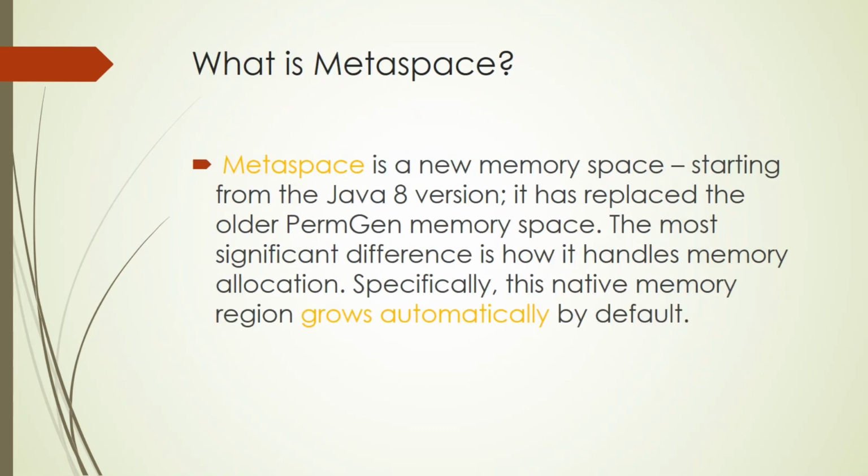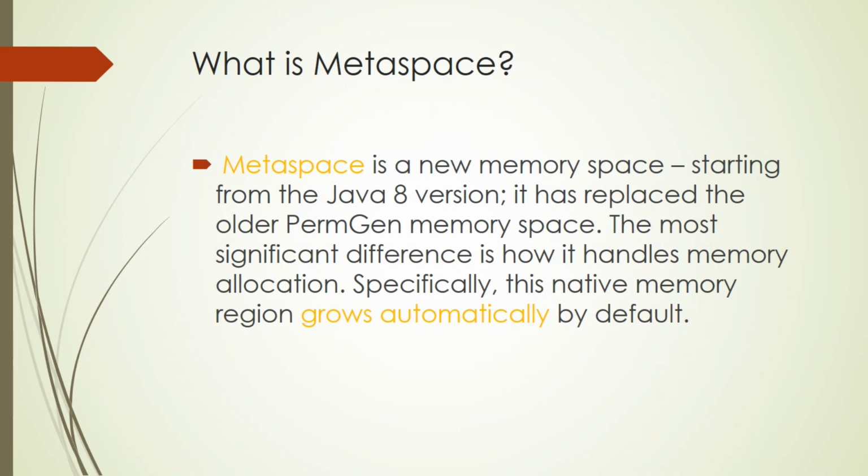Moving next, what is Metaspace? This is a very important terminology that comes from Java 1.8. Till Java 1.7 there was a PermGen memory space, and now this has been replaced with Metaspace. It is auto growable in nature, so the program will never throw the out of memory error seen with PermGen. So Metaspace is a new memory space starting from the Java 8 version. It has replaced the older PermGen memory space.